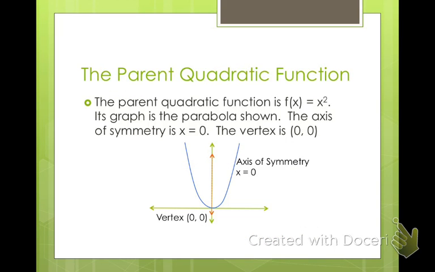So here's the parent function of our quadratic. Our parent function is f of x equals x squared. Our axis of symmetry is x equals 0. Our vertex is at (0, 0), and you can see it makes that nice U shape.